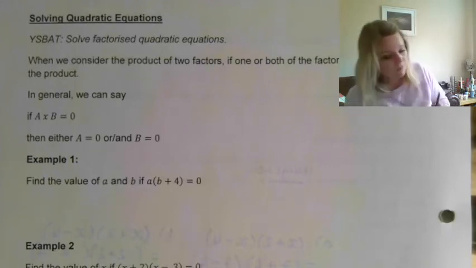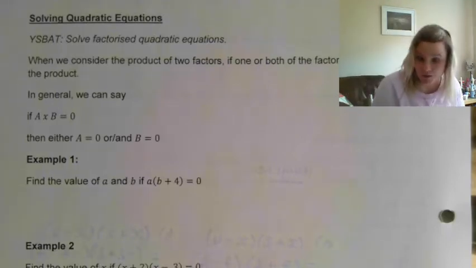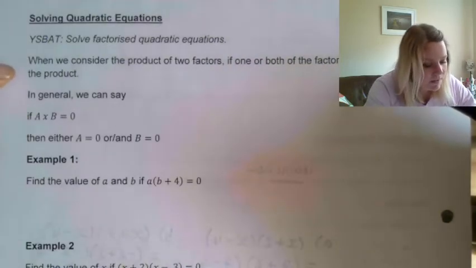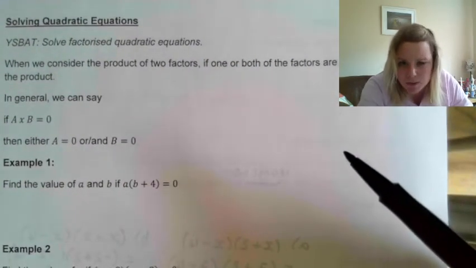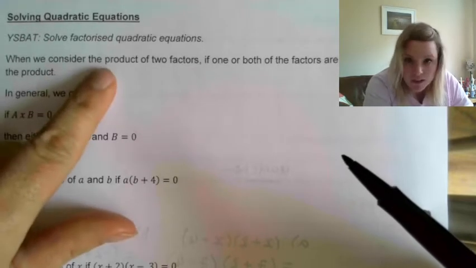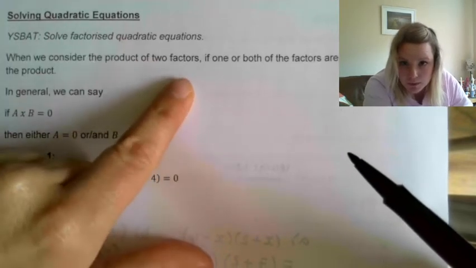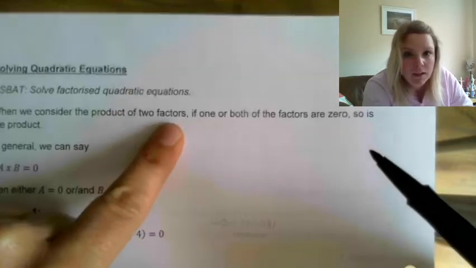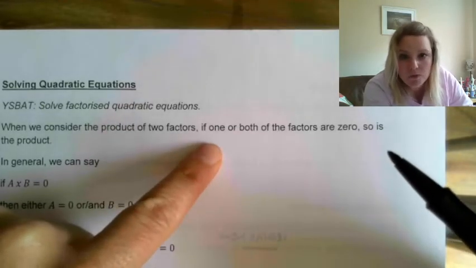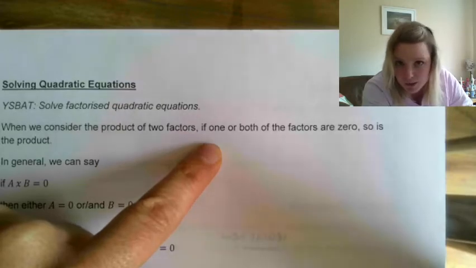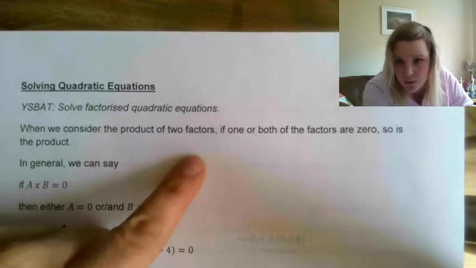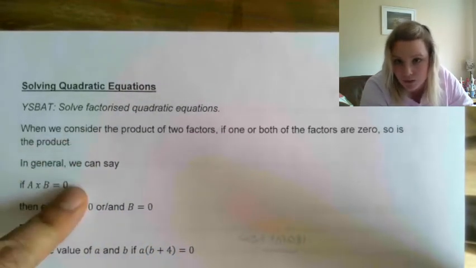Okay, so page 94 in your notes. When we consider the product of two factors, and that's just two things multiplying together to give you something, the thing that you get is the product, and the two things multiplying together are the two factors. If one or both of the factors are 0, so is the product. So the answer is 0.